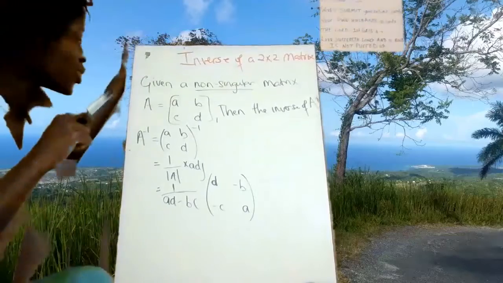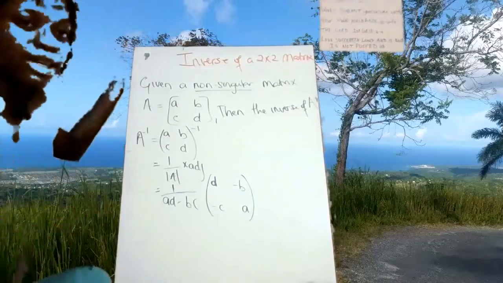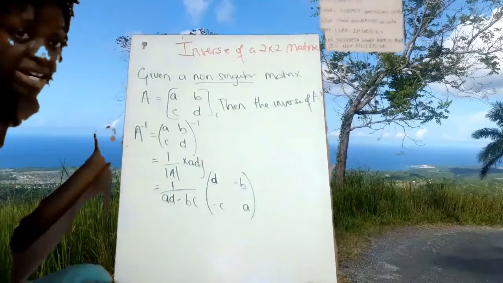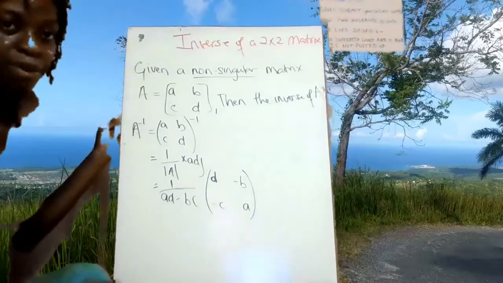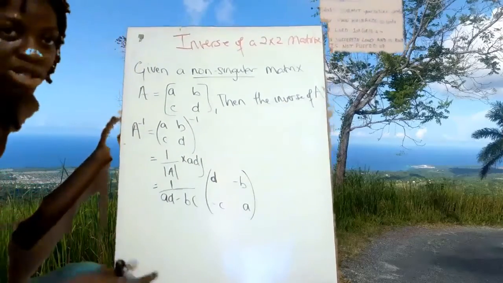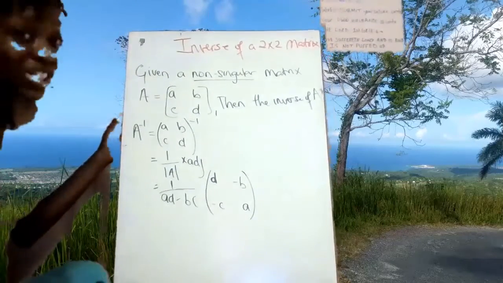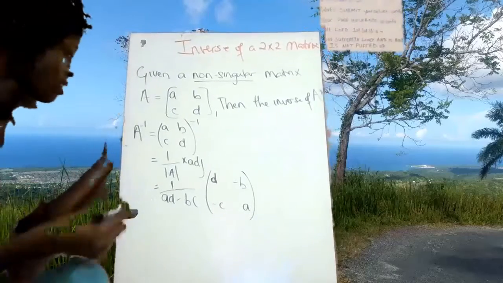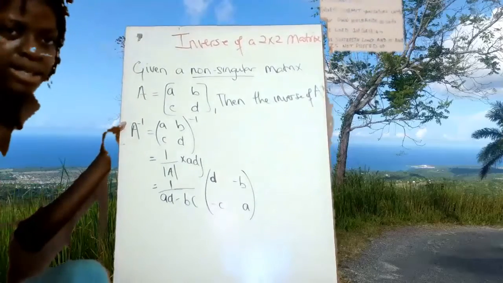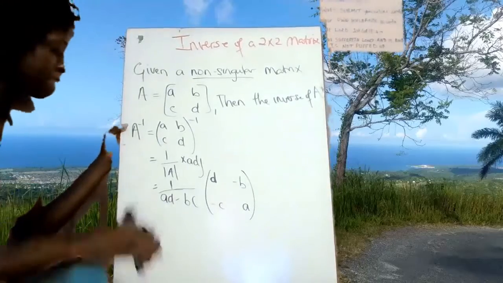Given a non-singular matrix A equal to A, B, C, D, then the inverse of A, denoted A with the -1 in the power, symbolizes that you're going to be finding the inverse of the matrix. How do you actually find the inverse of the matrix? 1 over the determinant. Remember that if we have a letter placed between two straight lines, it means that we're finding the determinant of the matrix.